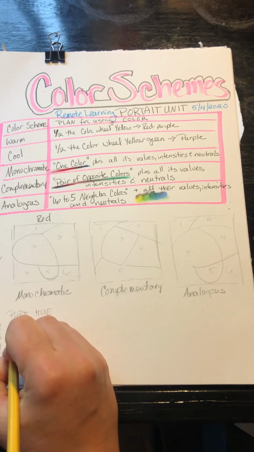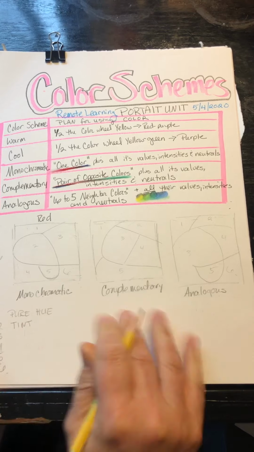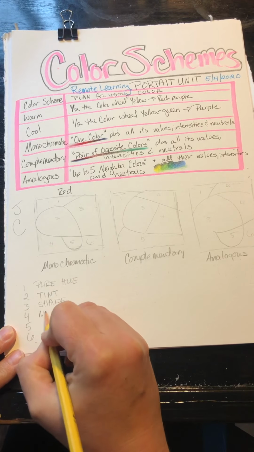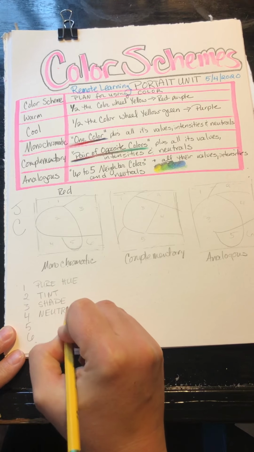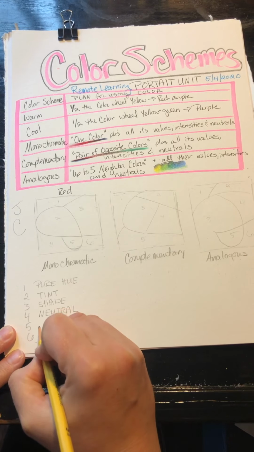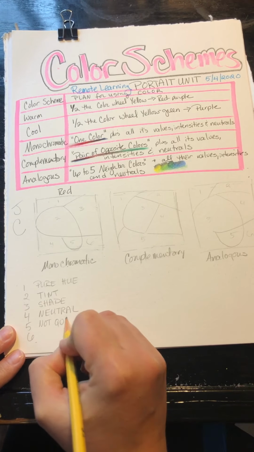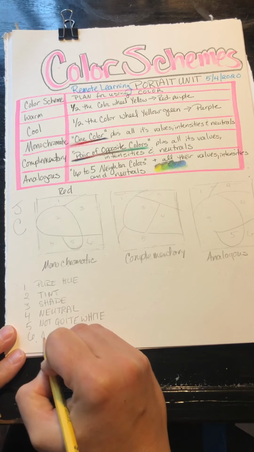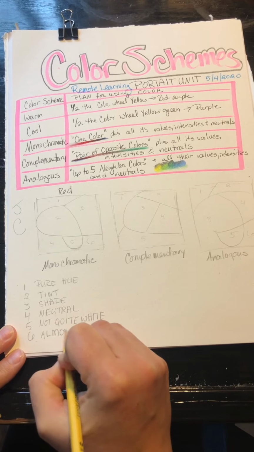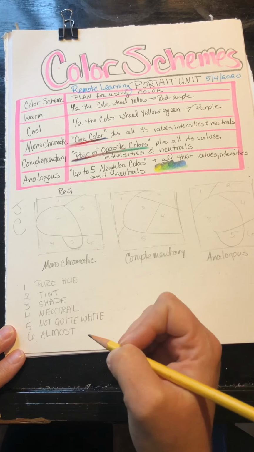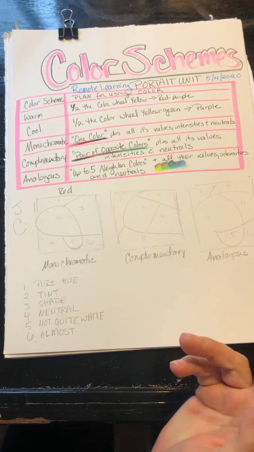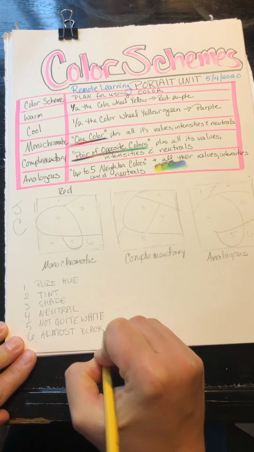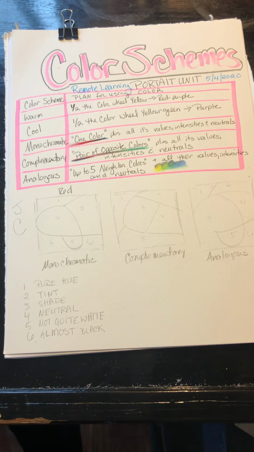And then I want to make sure I have a tint. I want to make sure that I have a shade. I want to make sure that I can create a neutral. I want to include not quite white. And I want to make sure that I include an almost black. These are the exact same things that we did when we did our color wheel. It's just that now we're going to use color pencils or crayons in order to show that with color schemes. So it's a review of that color theory knowledge that we went over before.